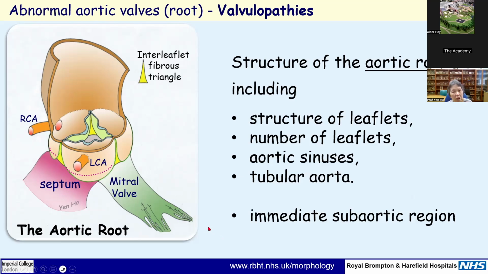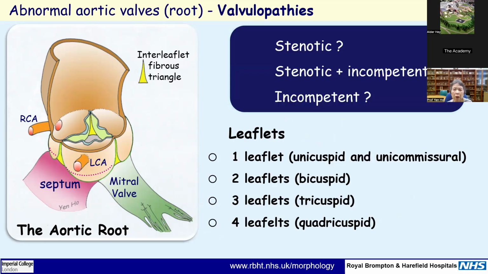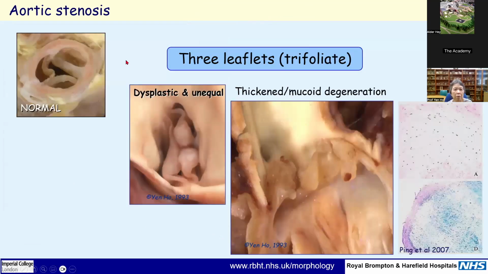So having seen the normal configuration, we can then consider the substrate of stenosis. So in terms of number of leaflets, you can have variance as depicted here. So for example, starting with a 3-leaflet aortic valve, perhaps, you might have this sort of configuration, a normal aortic valve, plastic unequal leaflets, or thickened mucoid degeneration.